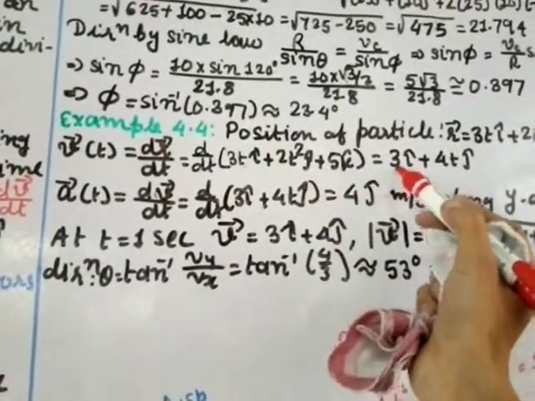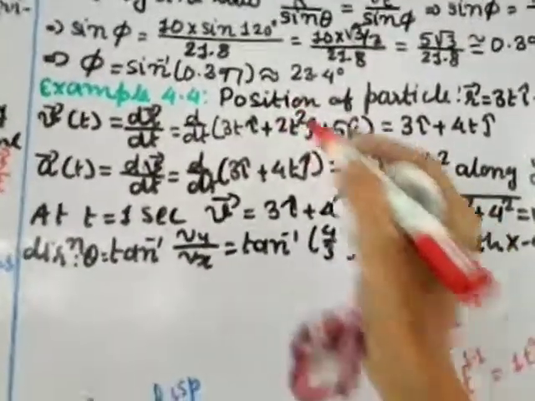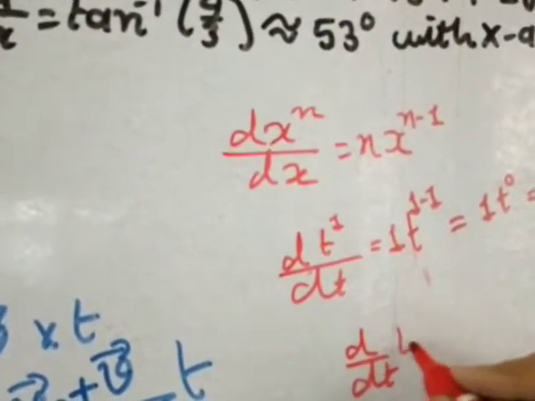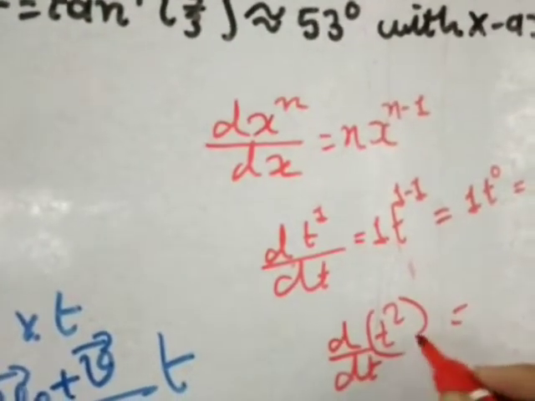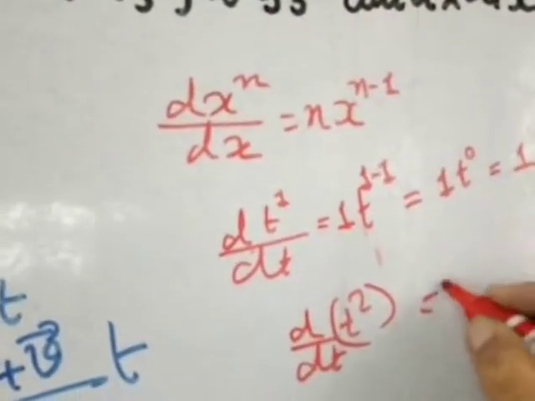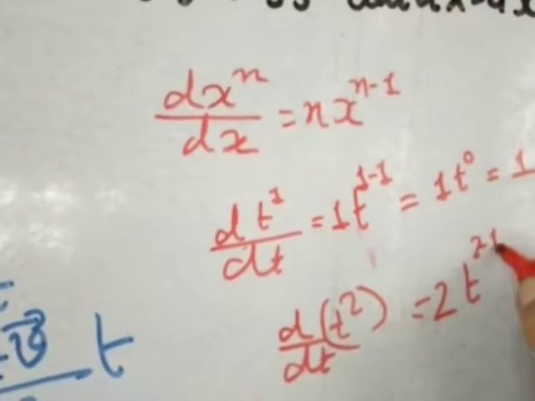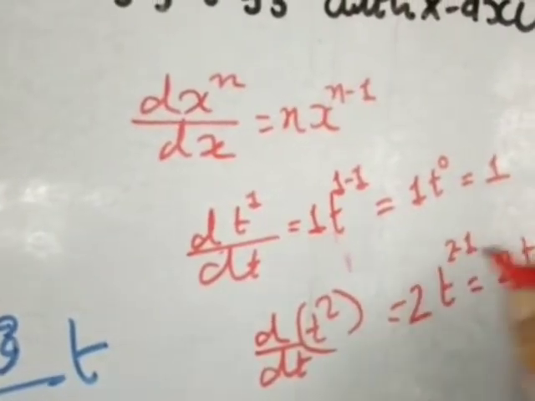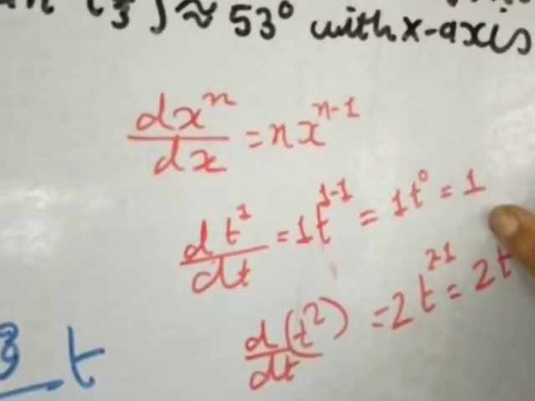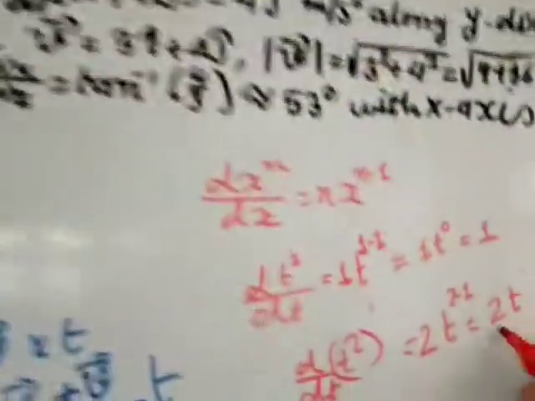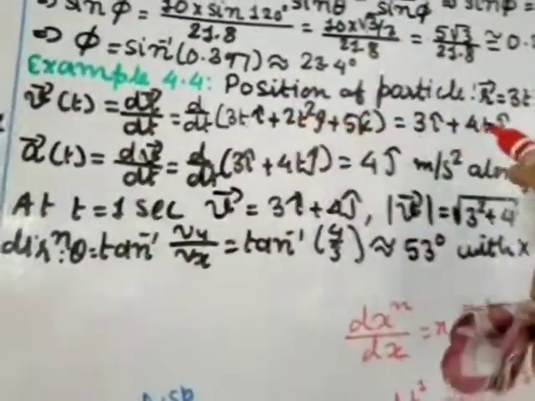Now here 2t². We differentiate t² with respect to t and apply the same result. n is 2, so 2 times t to the power 2 minus 1, that is 2t. But there is already one more 2 here, so 2 into 2t gives 4t.